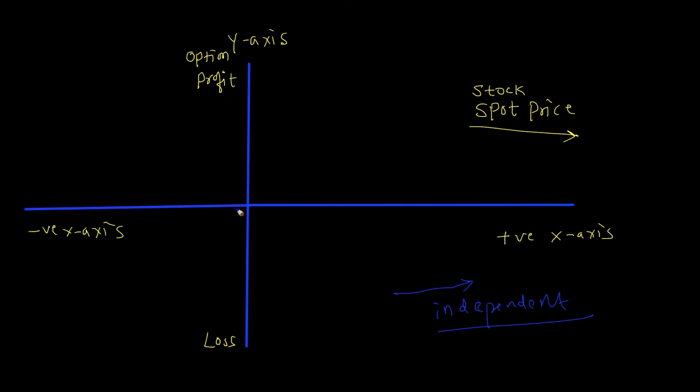Now on the y-axis we have profit and loss. The positive y-axis normally represents profit, and the negative y-axis represents loss, because negative values mean loss and positive values mean profit. So that is the basic structure for plotting the payoff graph: the strike prices are on the positive x-axis, the profit is on the positive y-axis, and the loss is on the negative y-axis.